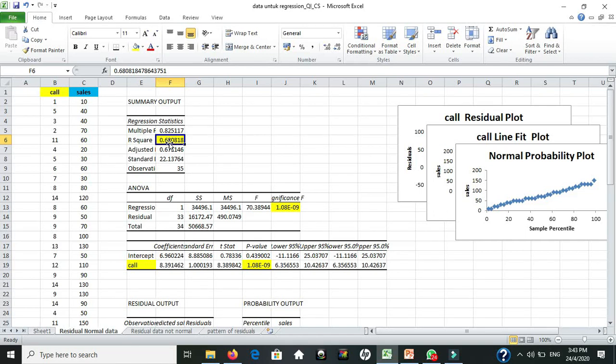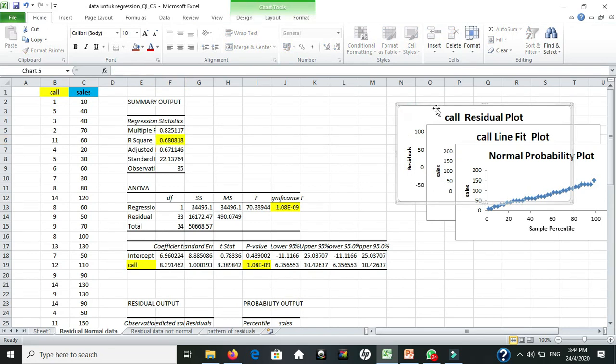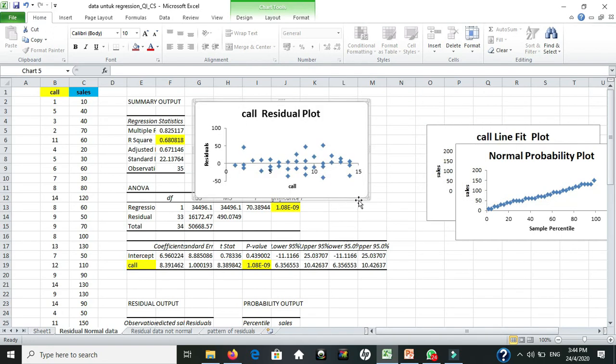decision that we make. But before we finalize our decision, we have to make sure whether this regression equation or regression analysis follows the assumptions or violates them. First, let's take the call residual plot. Residual plot. We want to see the pattern. I make it bigger here.